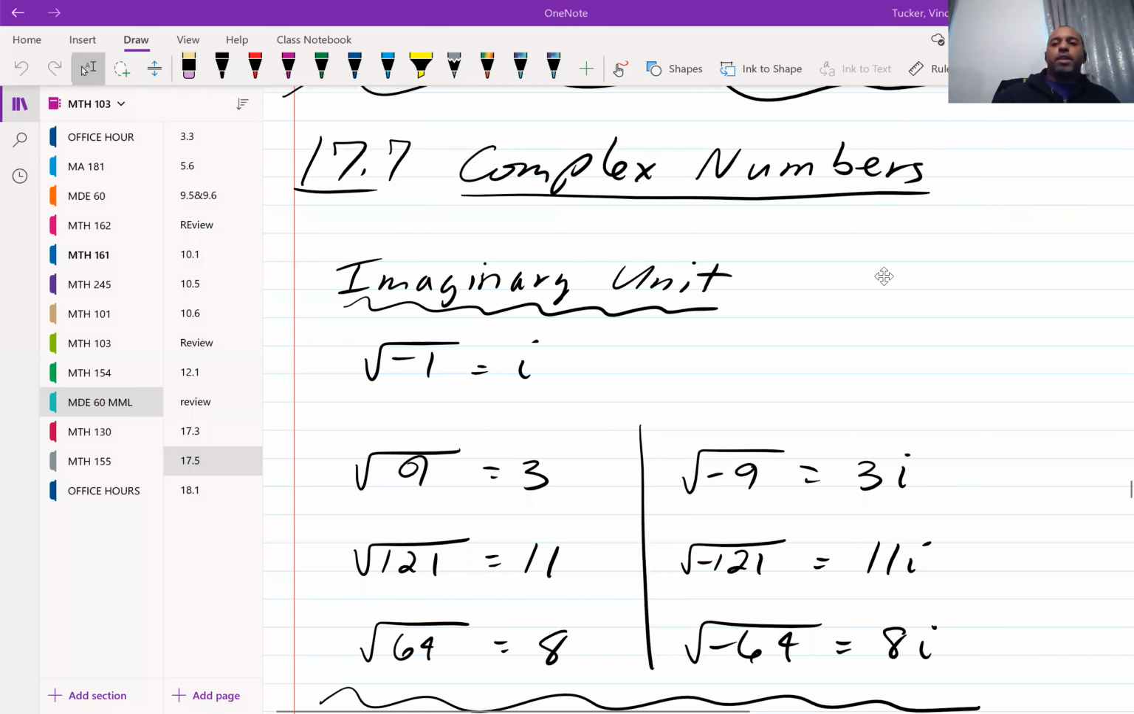All right, so let's look at 17.7, last section in chapter 17, complex numbers. So complex numbers are created whenever you have a negative under the square root. So the square root of -1 will always produce i. That's how we will represent the square root of a negative value.